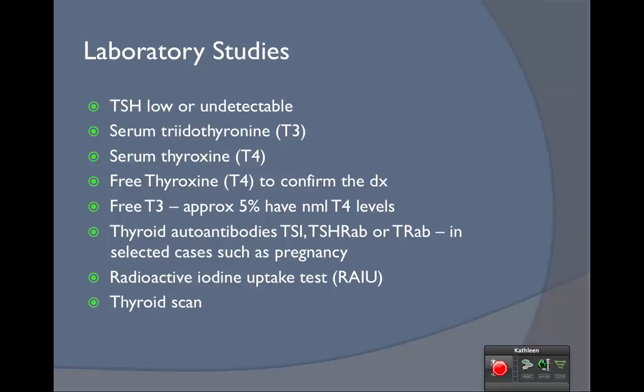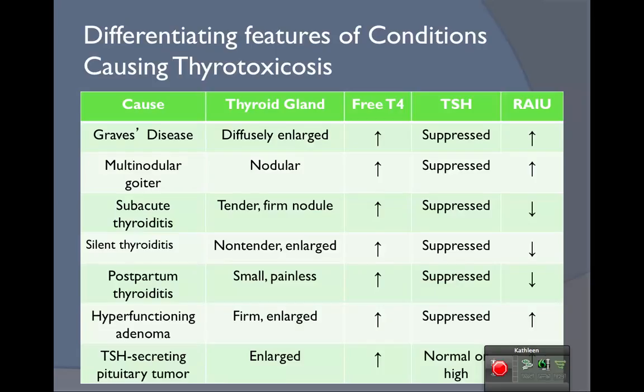The thyroid scan is especially useful to assess the functioning status of a palpable thyroid irregularity or nodules related to toxic goiter. Differentiating the features of conditions causing thyrotoxicosis: if you have Graves' disease, you most likely, on exam, are going to have a diffusely enlarged thyroid. You're going to have an elevated T4, a suppressed TSH, and an elevated radioactive iodine uptake.